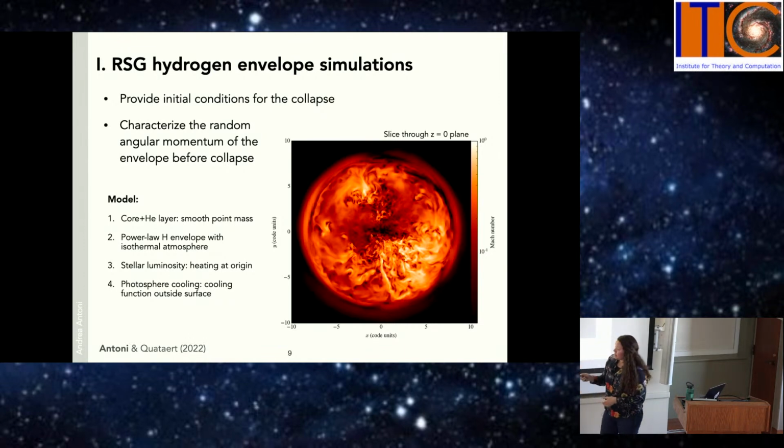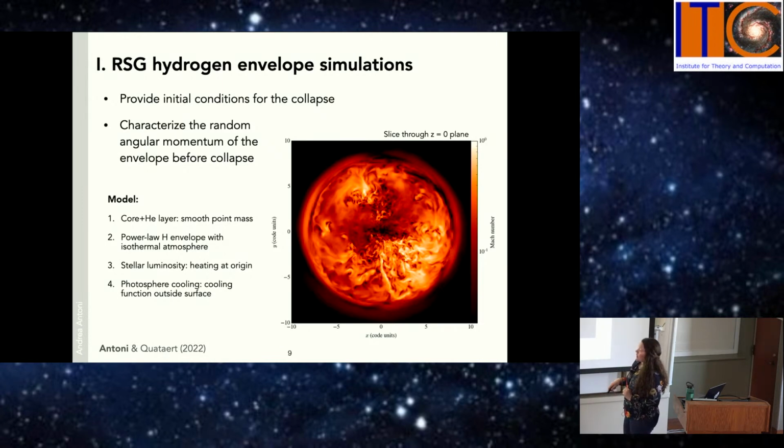As I mentioned, we think that the helium layer and everything interior is going to be part of the black hole. So I assume all of that mass is just in a smoothed potential at the center of my domain. Then I stitch on this power law hydrogen envelope that gives way smoothly to an isothermal atmosphere. In large fractions of these red supergiant envelopes, the density structure really is a power law, and so we think this polytrope model is enough to study the angular momentum content of this material.